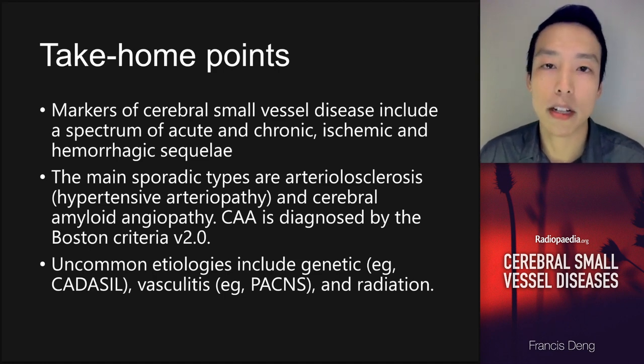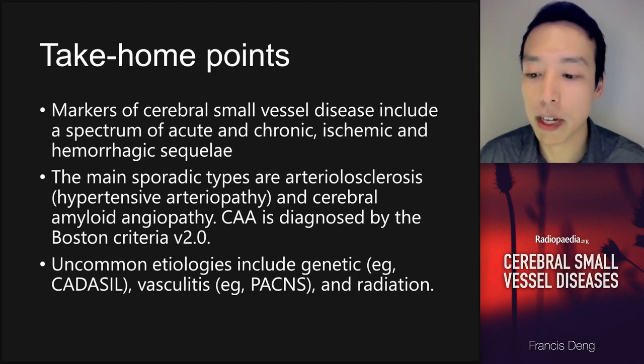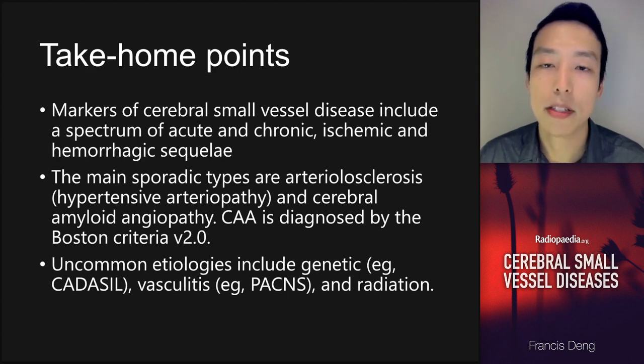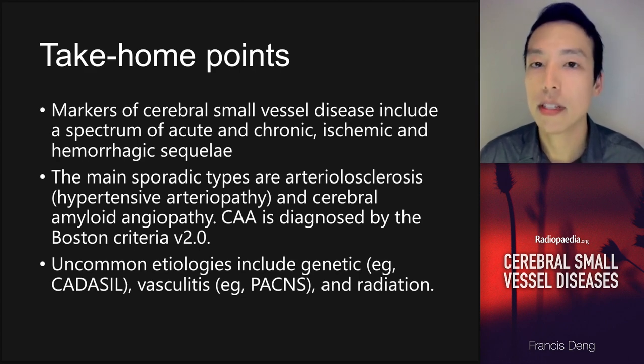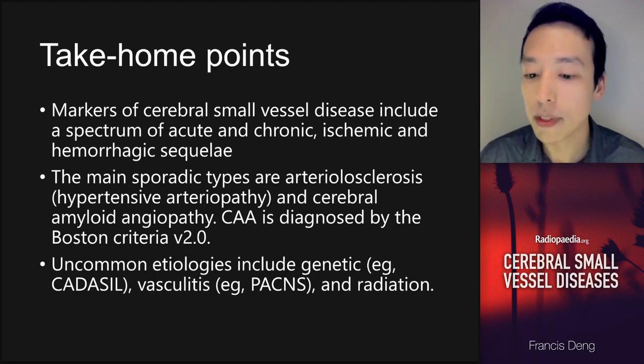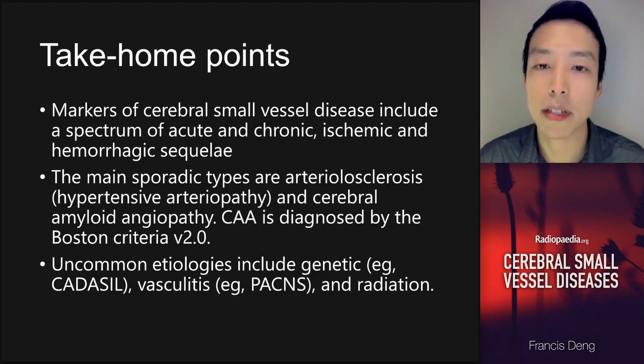Finally, uncommon etiologies that we should keep in the back of our mind include the genetic small vessel diseases like CADASIL, the vasculitides, especially primary angiitis of the CNS, but as well as amyloid beta related angiitis in patients who have CAA, and post-radiation arteriopathy, which manifests as cerebral microbleeds. It's very important to have the clinical history of prior radiation treatment to make this diagnosis.